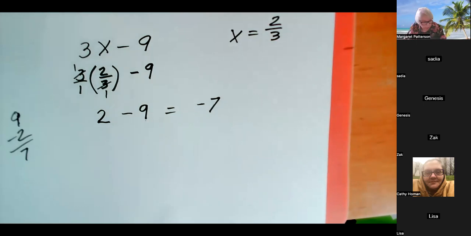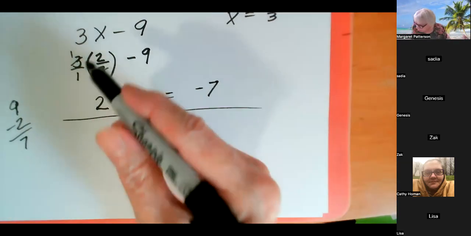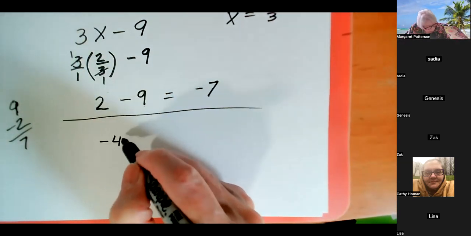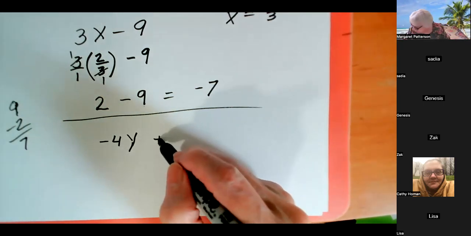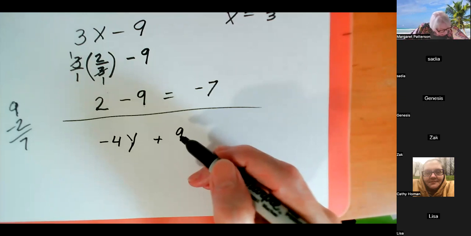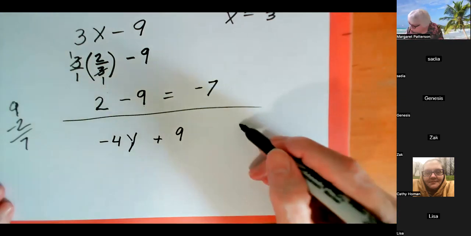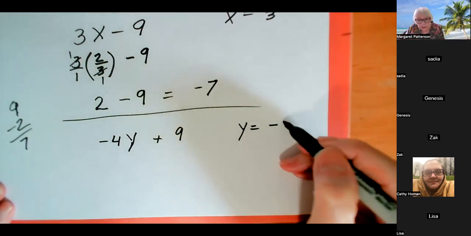It's -7. So I wanted you to be aware of that. I want to do one more before we move on. -4y plus 9. And I want y to be -1.